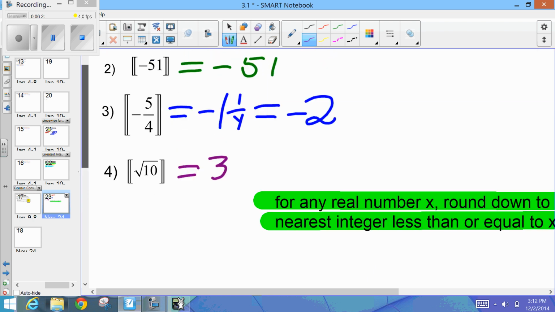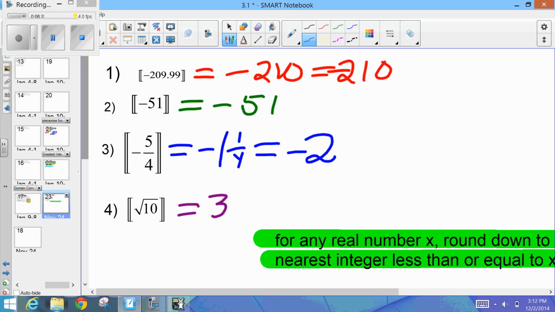That's it for the greatest integer function. Just a note, there are no homework problems on this in your textbook. It is mentioned in the textbook in the examples and the explanations for 3.1, but there are no homework problems for this. This is, however, on your quiz and test, so just make sure that you're familiar with the greatest integer.